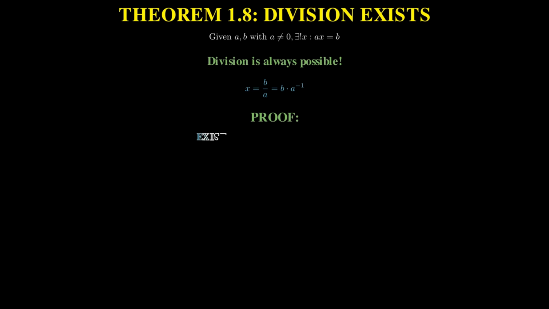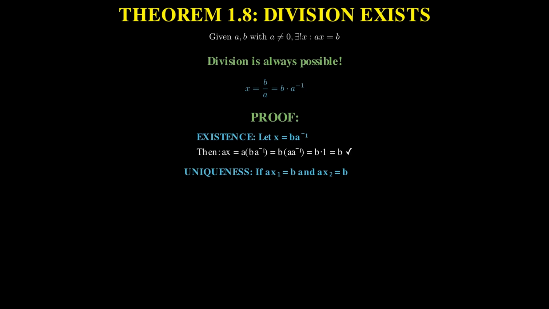Theorem 1.8. Division always exists. Given a and b with a not equal to 0, there exists a unique x such that a times x equals b. The solution is x equals b divided by a equals b times a inverse. Proof of existence: let x equal b times a inverse. Then a times x equals a times (b times a inverse) equals b times (a times a inverse) equals b times 1 equals b. Proof of uniqueness: if a times x1 equals b and a times x2 equals b, then a times x1 equals a times x2. So x1 equals x2 by theorem 1.7.